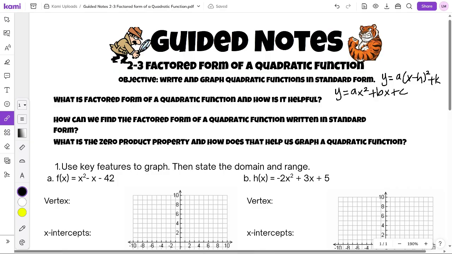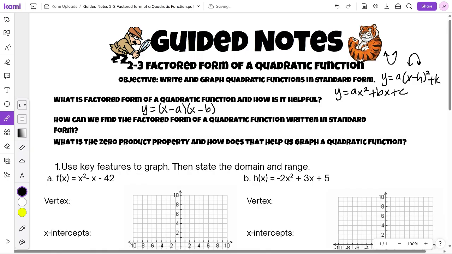That's our key, that this is a U-shaped graph depending on a, either opening up or down. If a is negative, it opens down. A is positive, it opens up. So what is the factored form of a quadratic? Factored form of a quadratic looks like factors. So parentheses, and then x minus or plus a number, and x minus or plus another number. And so it's in factored form.